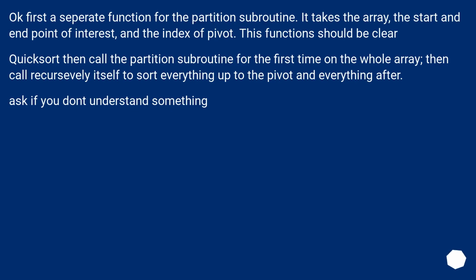Okay, first a separate function for the partition subroutine. It takes the array, the start and end point of interest, and the index of the pivot. This function should be clear. QuickSort then calls the partition subroutine for the first time on the whole array, then calls itself recursively to sort everything up to the pivot and everything after. Ask if you don't understand something.